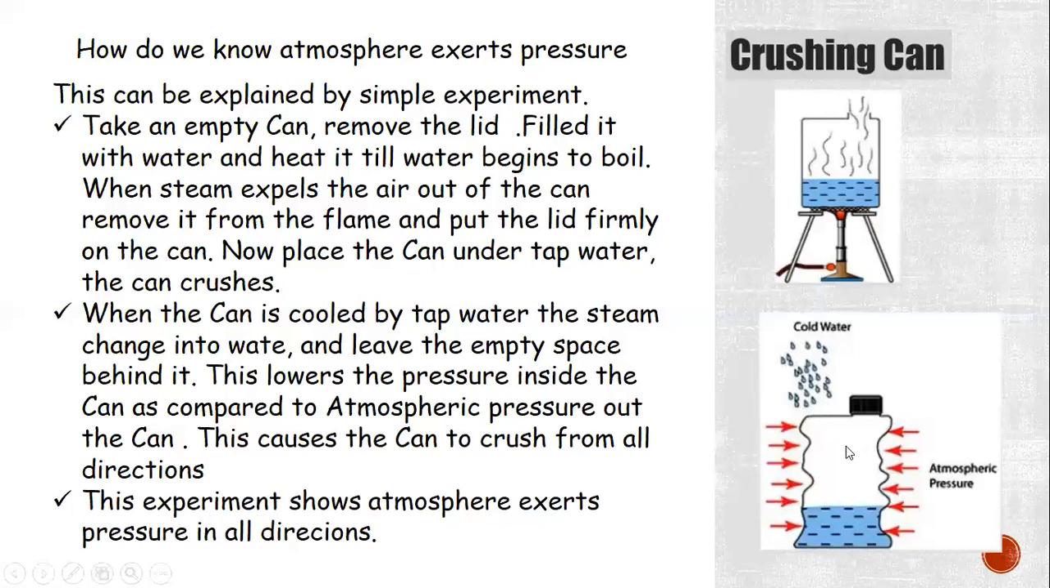Now put that can into cold tap water, so the steam will convert back to water, leaving nothing inside. It means there is a vacuum inside, so the can will be crushed like this. That shows that since there is no air inside, there is a vacuum, so no air means no pressure inside. There must be some pressure outside that crushes the can. So this shows us the presence of atmospheric pressure.